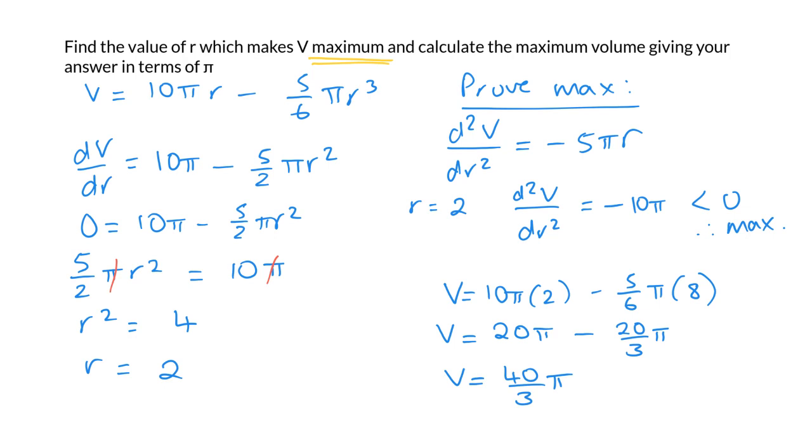Now, there were no units in the question. If there had been units of centimetres, we'd put centimetres squared, centimetres cubed. If it mentioned anything to do with centimetres, r would be centimetres, and our volume would be centimetres cubed. If it had been metres, then it would be metres and metres cubed, and so on.